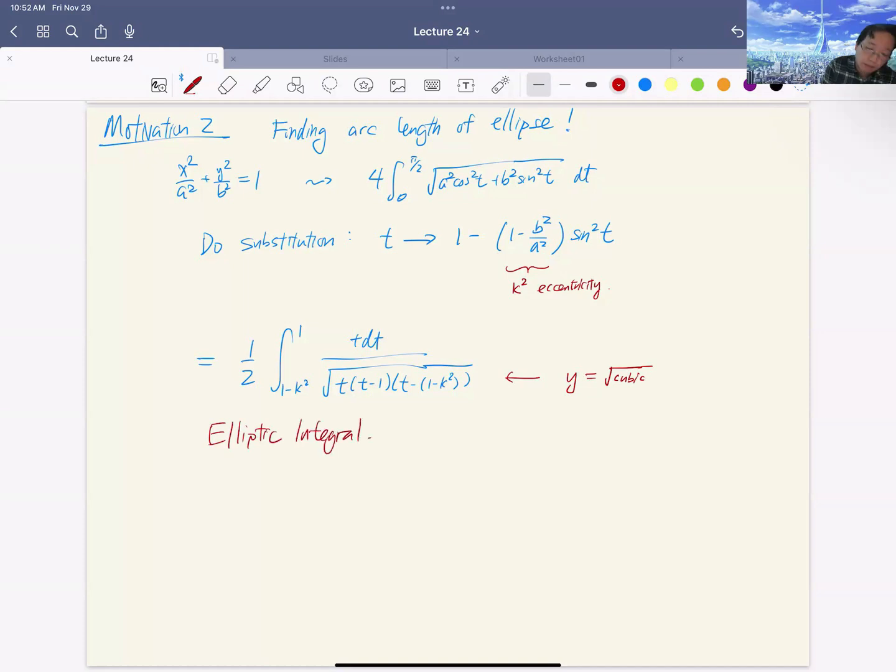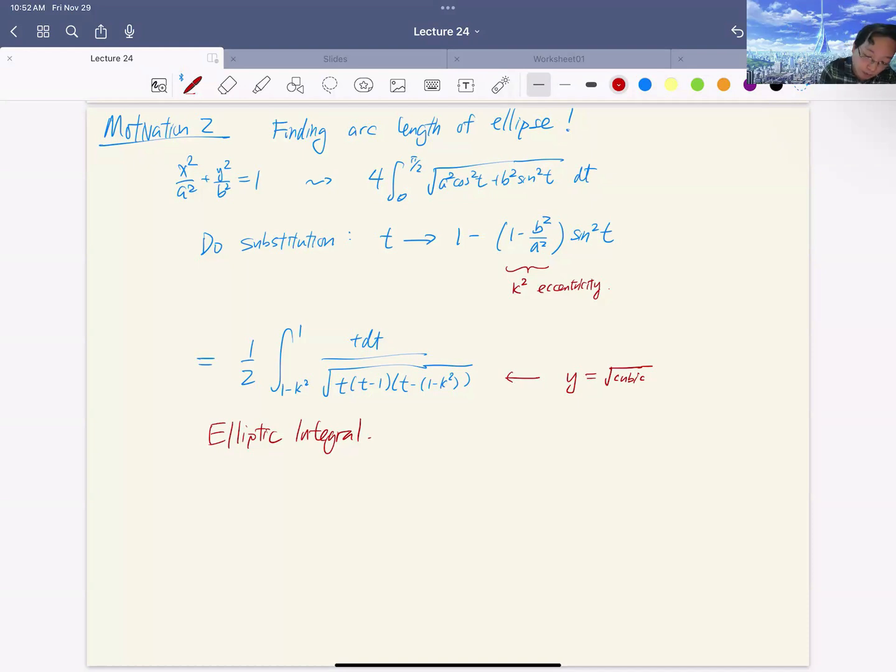So for those of you who are in my 1024, you have already done this in one of the homework questions. Or optional, I forgot. But anyway, so these are elliptic integrals. So finding the arc length of an ellipse means finding the integration of some elliptic curves. So that's the reason why these things are called elliptic curves.